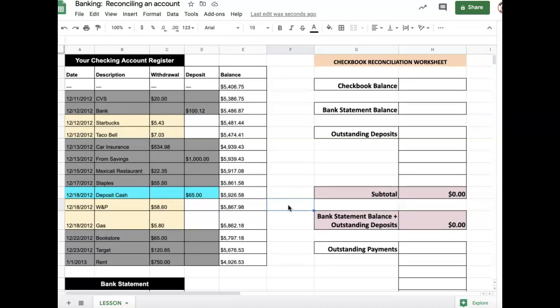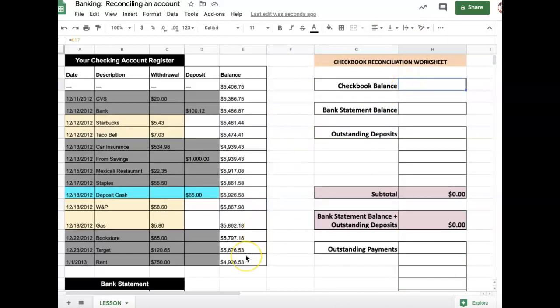And that might be because Starbucks, Taco Bell, W&P, whatever that is, the gas station, maybe their records didn't line up with the bank's records yet, or for whatever reason. And maybe you went to Taco Bell and wrote a check, which is unlikely in the year 2020, but it could have happened. And maybe Taco Bell didn't deposit your check yet. But for whatever reason, you disagree with the bank, and we have to use this worksheet over here to figure it out. So we're going to start off with the checkbook balance.